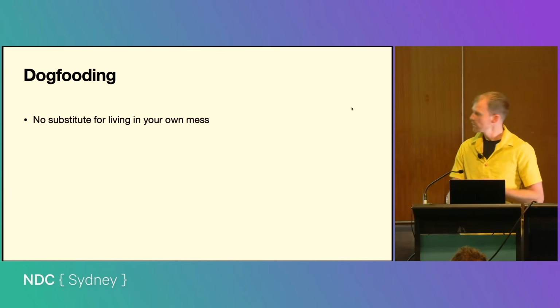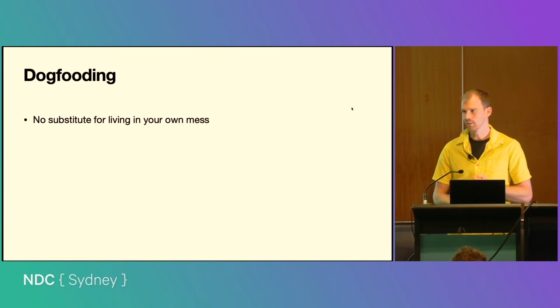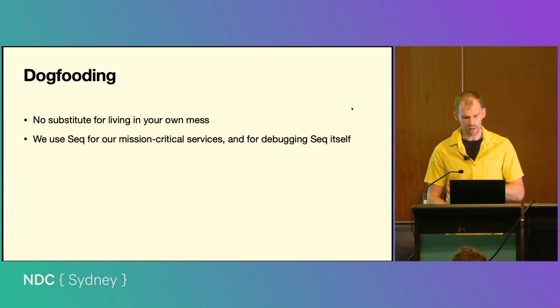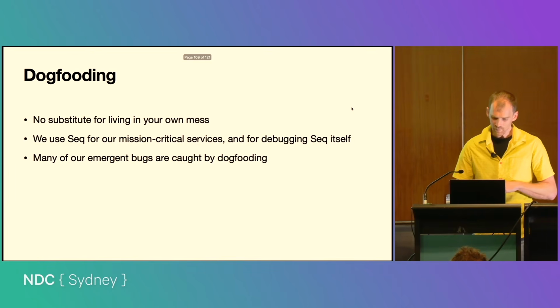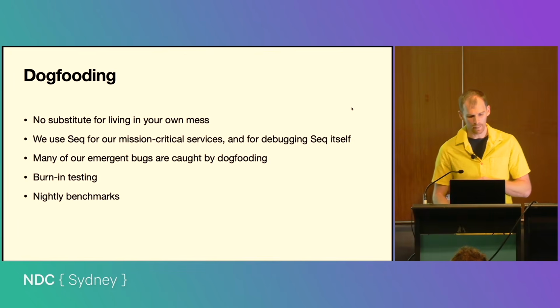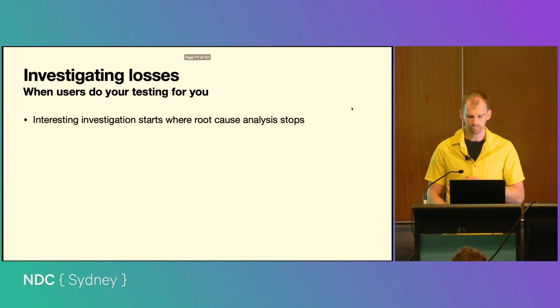One of our most useful techniques that we use for testing Seek is dogfooding. So we use Seek ourselves constantly, and a lot of our bugs are actually found through dogfooding. We live in the mess that we create for ourselves, and that's where most of our really weird bugs get caught. We also do burn-in testing and nightly benchmarks and things that help exercise the software more realistically.